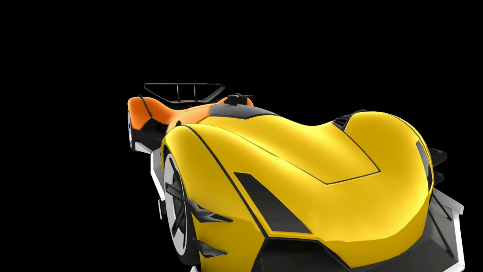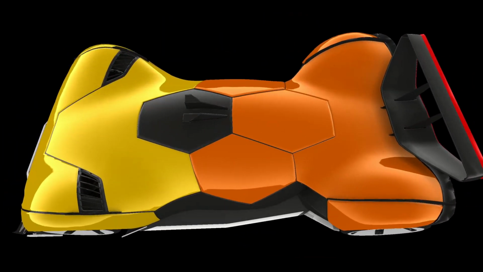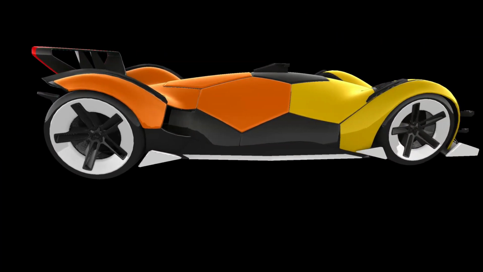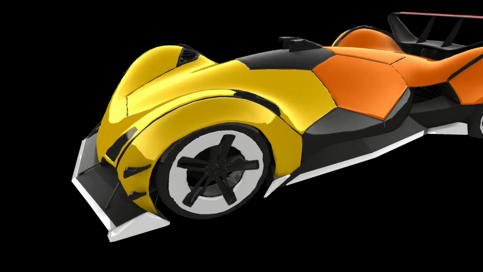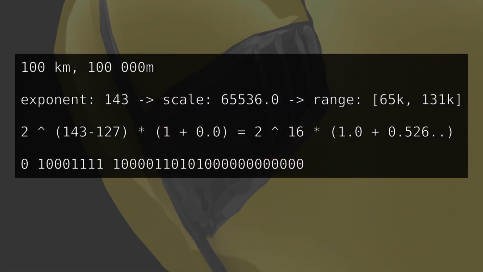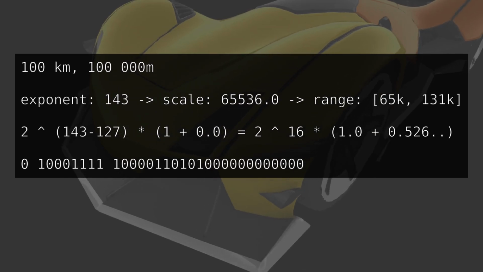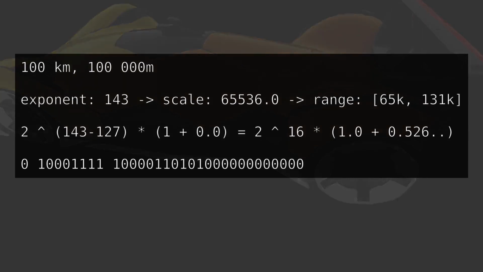Placing the car at the world origin, it's impossible to notice a 120 nanometers error. But what happens if we move the car 100 kilometers along the axis X from the world origin? We start seeing noticeable wobbling in the car. 100 kilometers is 100,000 meters. The exponent is 143. That represents a scale of 2 to the power of 16.